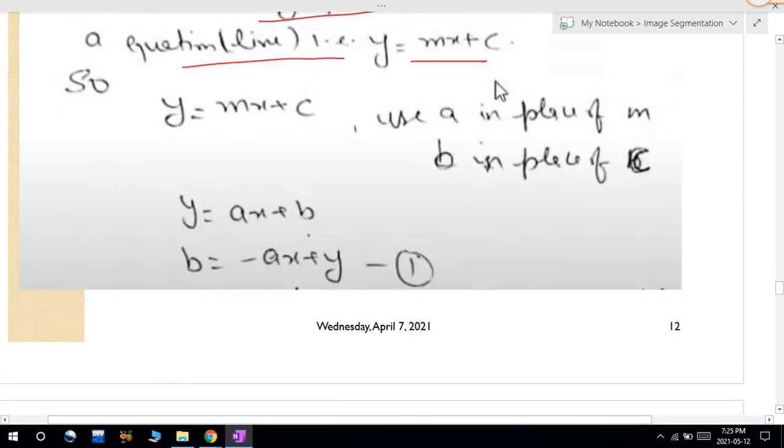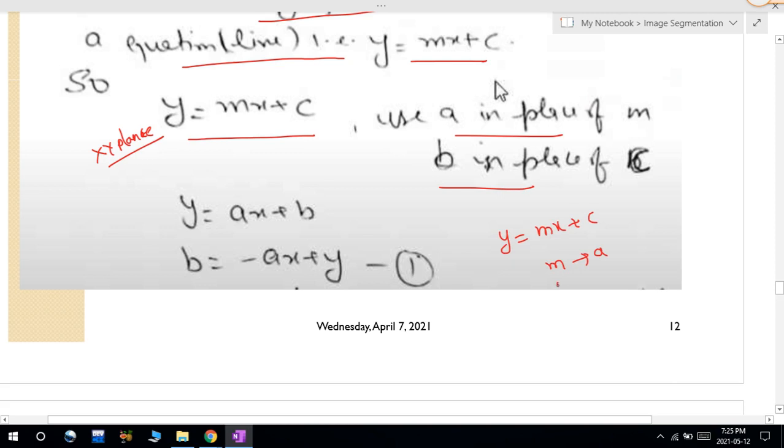The process is this: the line equation is y equal to mx plus c. This is your xy plane, which is also called the image space. For this plane, I have to convert the xy plane into the AB plane. To do that, in y equal to mx plus c, I consider m as a and c as b. So that is y equal to ax plus b. After this I write b equal to y minus ax, that is, b equal to minus ax plus y.